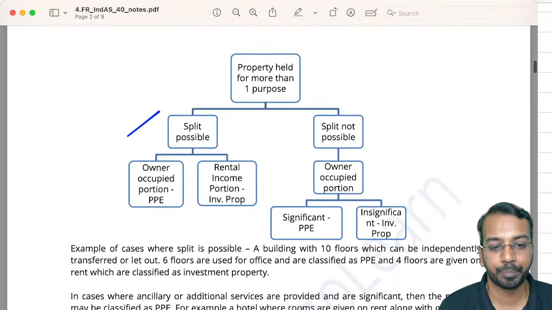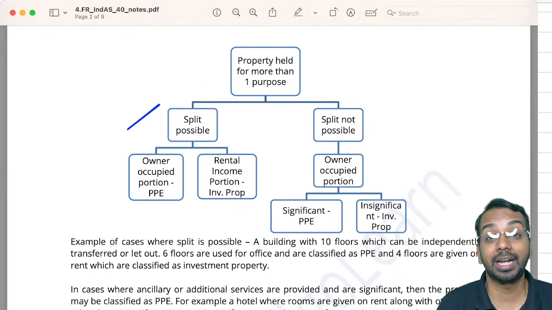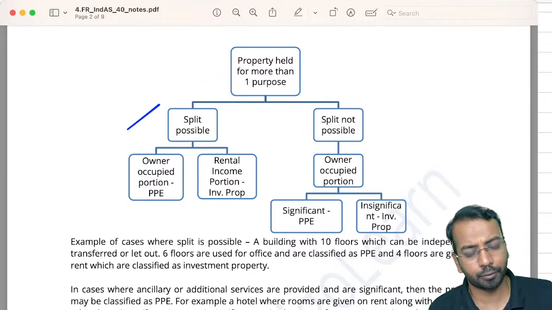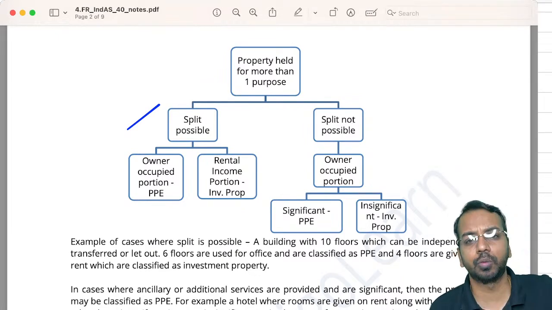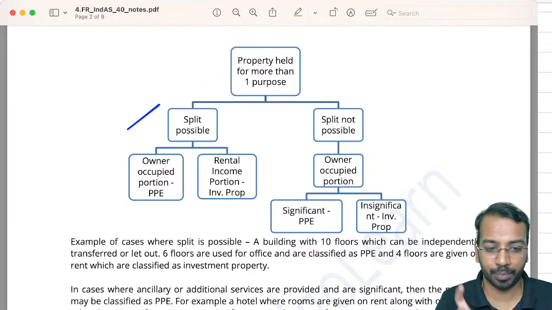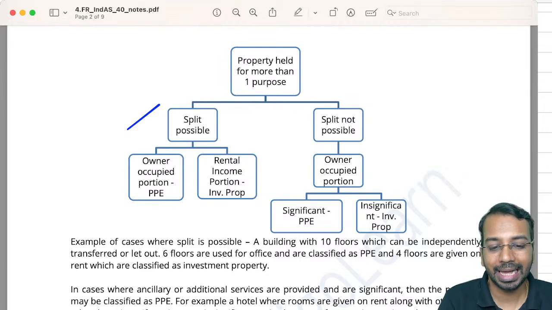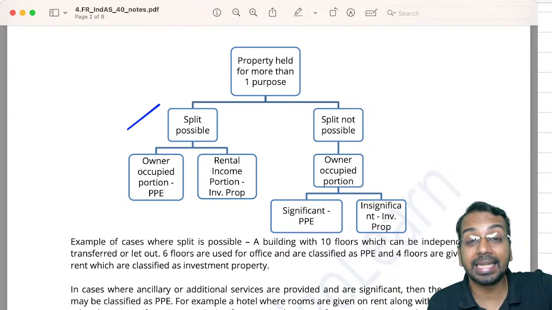Now, sometimes property may be held for more than one purpose. 5 floors office, 2 floors renting out. Purpose has to be clear. So, if I am holding property for more than one purpose, office as well as for letting out, then you have to see, is split possible? Split possible means, can I lease out, can I rent out, can I sell that portion separately?